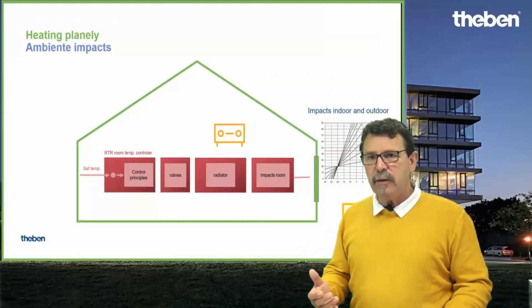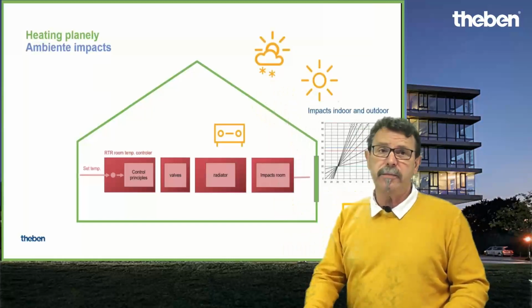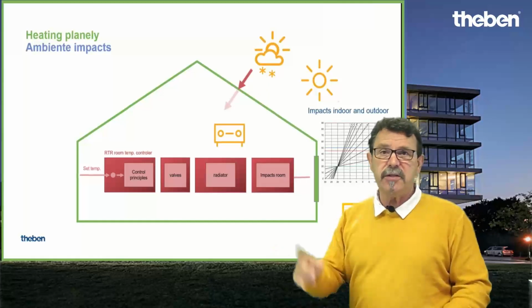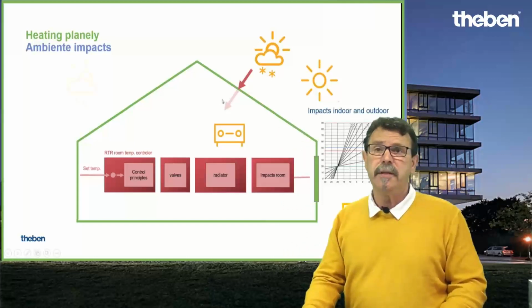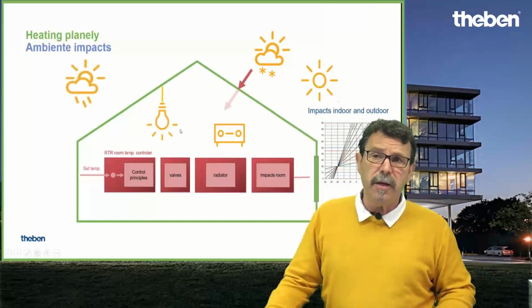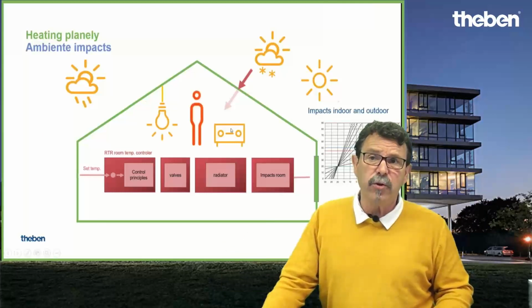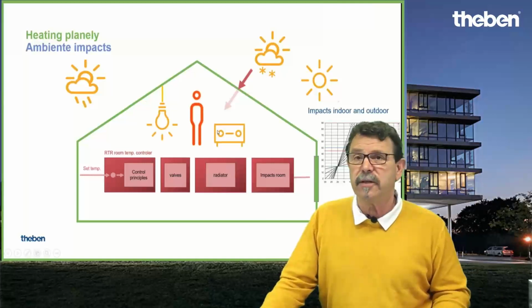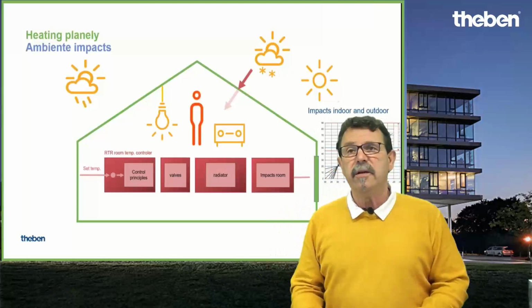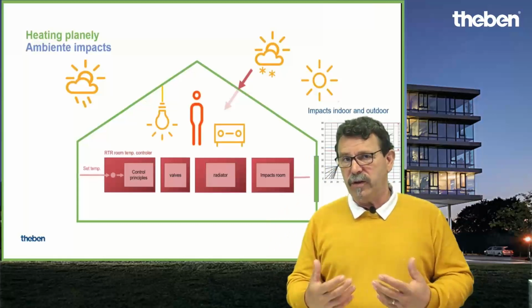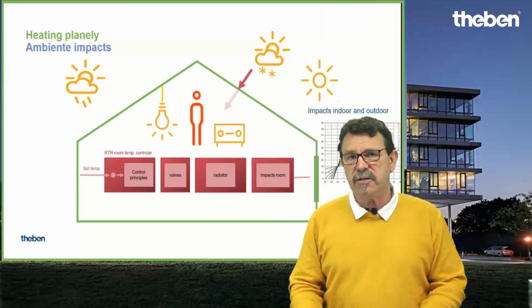We discover here some impacts from the ambience. Depending on the weather, and depending on the insulation of a building, for instance, we have some impacts into the room, as well as some impacts from technical stuff, like lamps, like audio systems, like people. If a person is in a room, it depends on what he is doing. 100 watts of warmth energy per hour is a rough average, just so that you know.